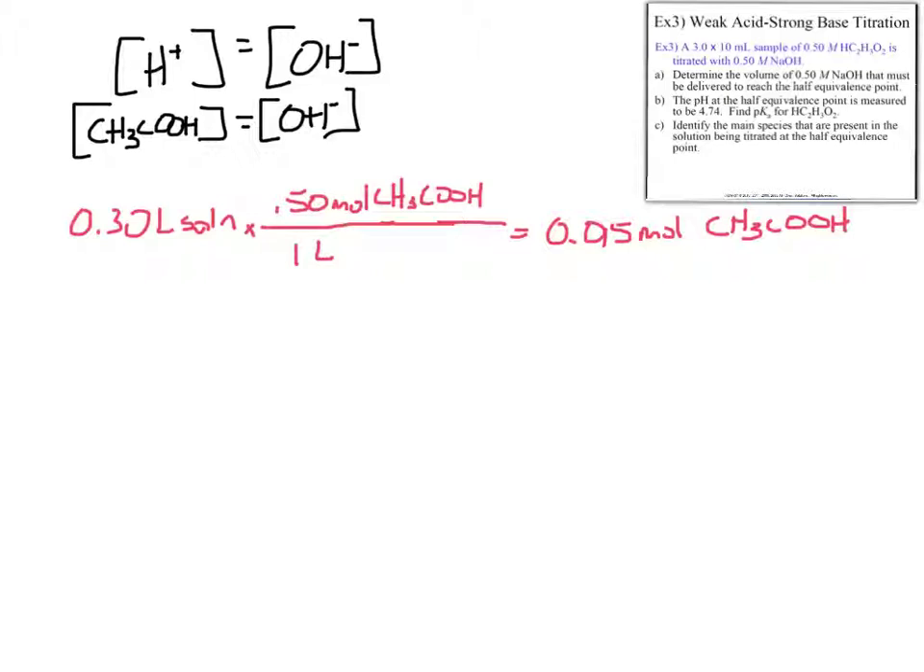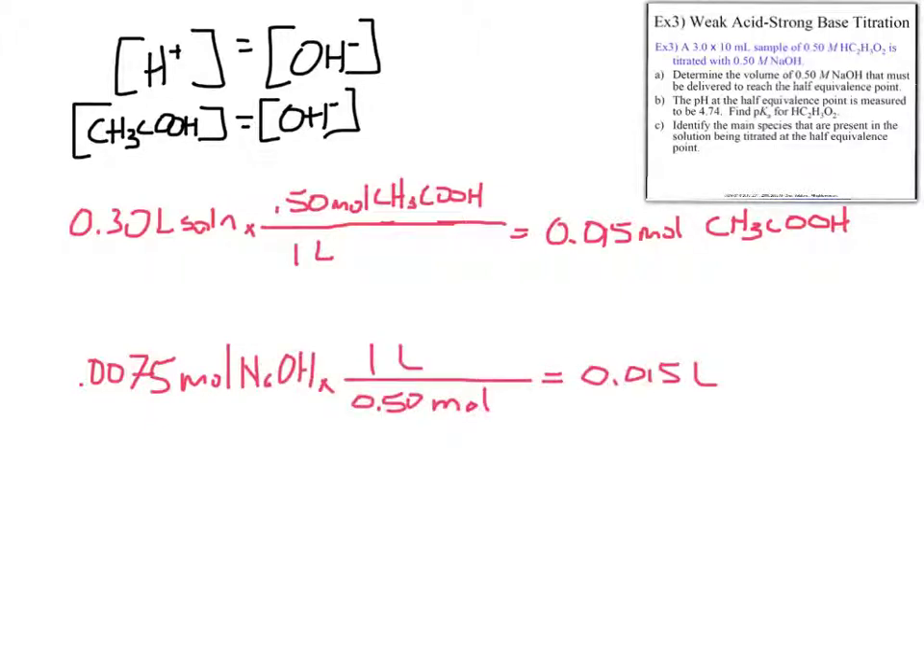If we're talking about halfway to the equivalence point, that means we need to add half of the moles, which means we need to add 0.0075 moles of sodium hydroxide. In order to get that number of moles, it looks like we'd have to add 15 milliliters of the sodium hydroxide solution. So at that point, we would be halfway to having these two concentrations equal.